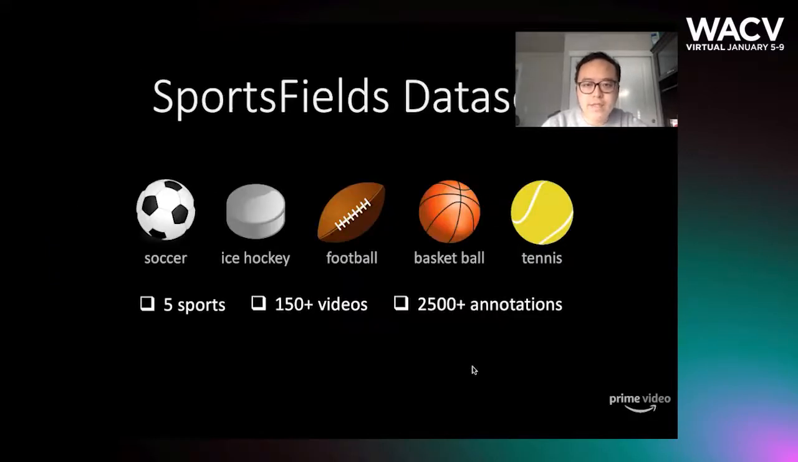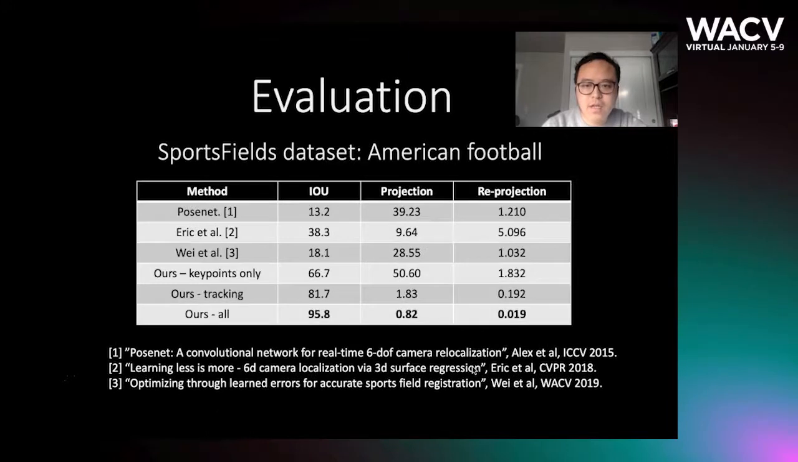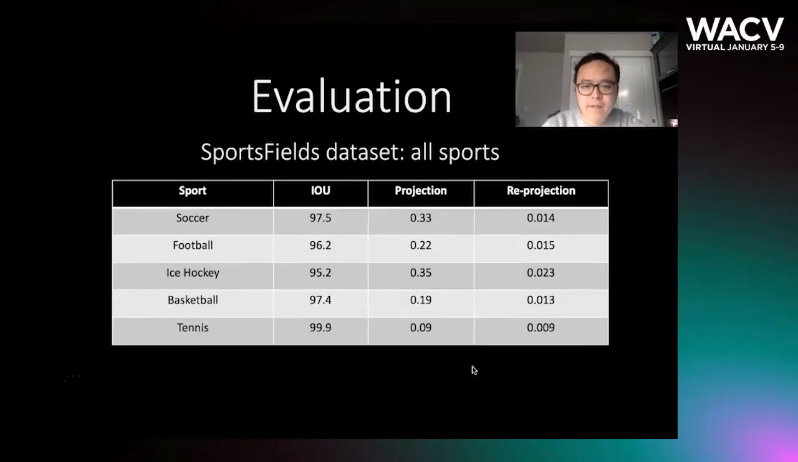We collected a new dataset called SportsField, which is covering 5 sports from 150 videos, and we have 2,500 annotations. And we achieved the best results on the Soccer World Cup dataset, and also we are running multiple times faster than others. And also we achieved the best performance on the American football data or SportsField datasets. And we also achieved over 95% intersection over union and less than half meter projection error on all the SportsField datasets.